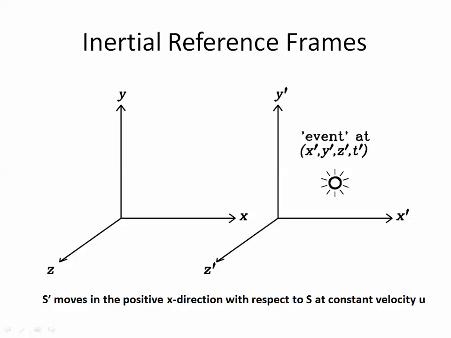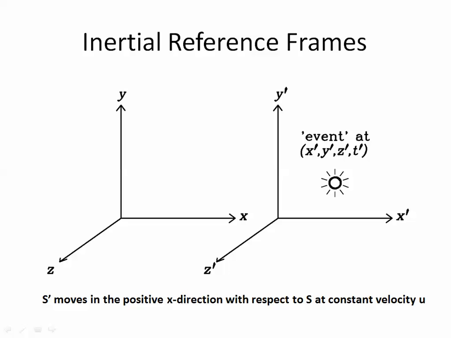The x and x prime axes are chosen to be parallel and such that the origins of S and S prime coincide at the instant in time we define as t equals 0. We set the coordinate system S prime in motion to the right at a constant velocity u with respect to S. As time progresses, the origin of S prime will be further and further to the right of the origin of S.